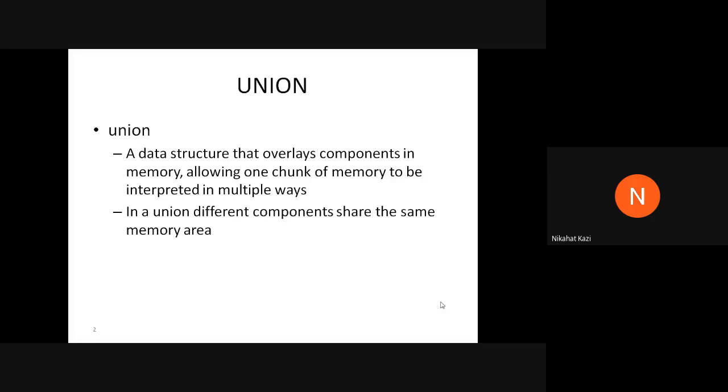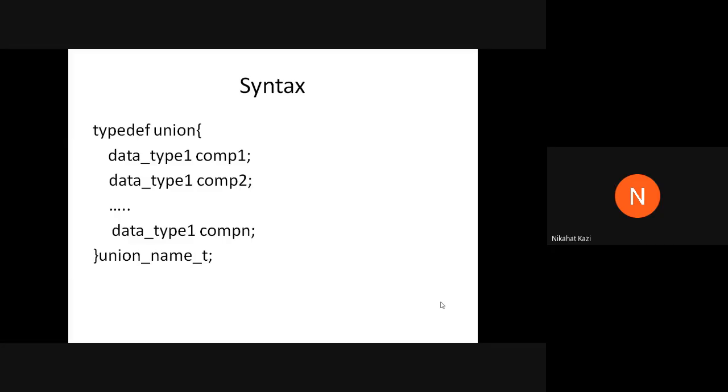So the question is, how is memory allocated for a union variable? The memory is allocated such that it is equal to the size of the largest component of the union. Let us see an example for that. Before the example, let us see the syntax.